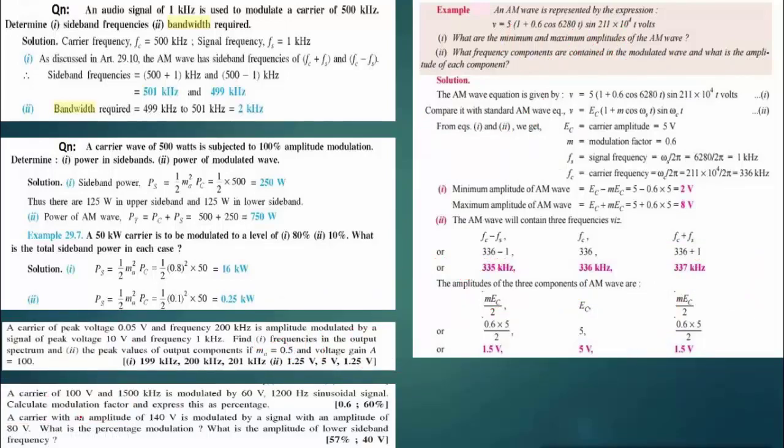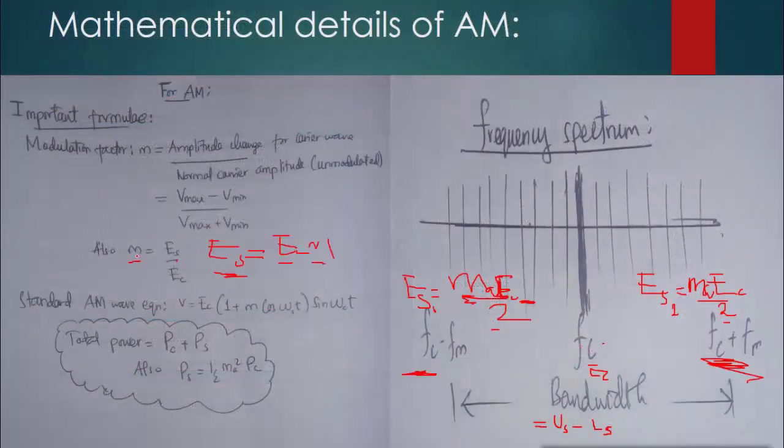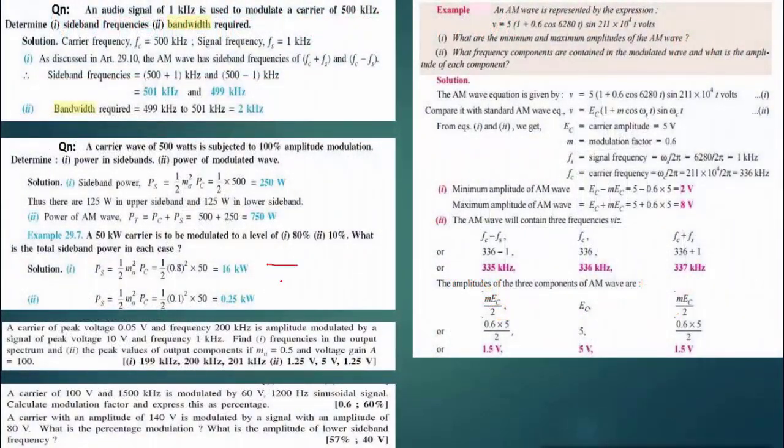Coming to this example, we have a carrier of 100 volts and frequency 1500 kilohertz, modulated by a 60 volt, 1200 hertz sinusoidal signal. Calculate the modulation factor and express it as a percentage. We know from our formula that the modulation factor is equal to E of the signal over E of the carrier. E of the signal is 60 volts, whereby E of the carrier is 100 volts. So the modulation factor is 0.6, as you can see. For percentage, multiply by 100, you get 60 percent.